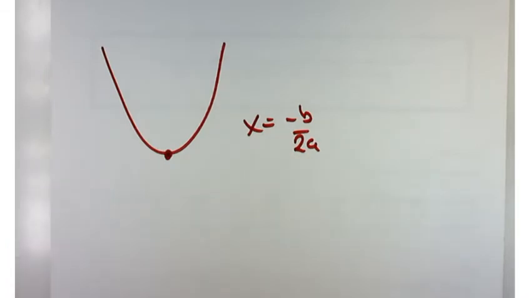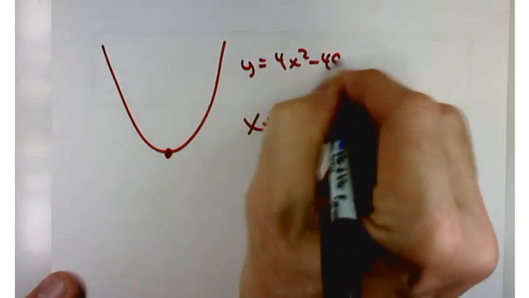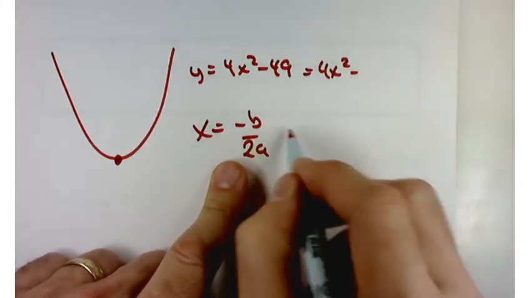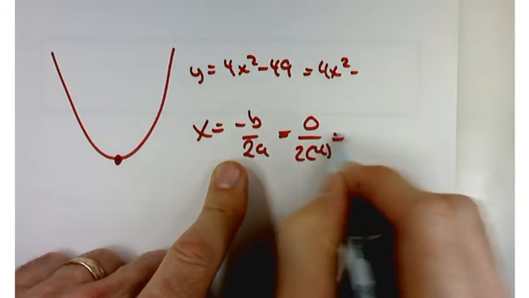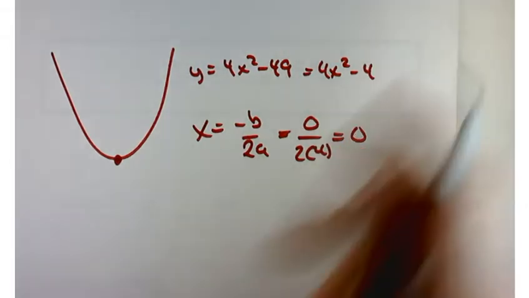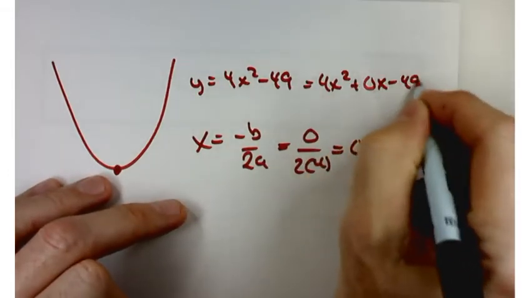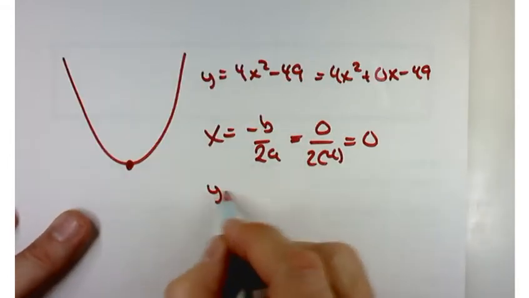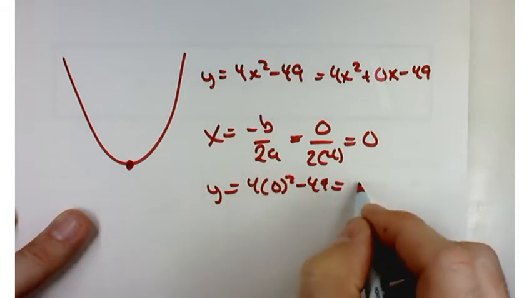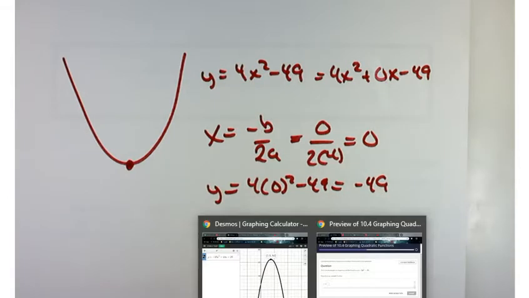I don't think we need to go that far in this one. We could. Our equation was y equals 4x squared minus 49. What's b in this equation? Yeah. 0 over 2 times 4 is still going to be 0. Huh. No, it's not undefined. Actually, I wanted to put a 0x: 0x minus 49. But yeah, we get a 0. If you plug in x equals 0, 4 times 0 squared minus 49 gives you what? Negative 49. That's your answer. So let's just plug it into Newton.